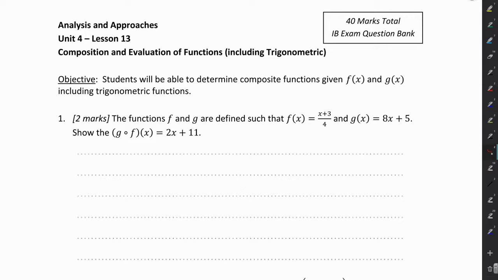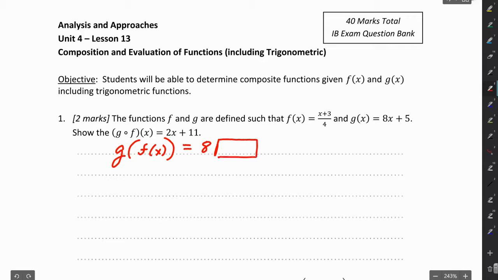All right, so I'm going to rewrite this. I'm going to write this as g of f of x. And that just tells me that f of x is going to be input into the g function. So the g function is the lead function. And I like to put a box wherever there's an x in the g function. And that just tells me now that the f of x function is the inside function. Wherever there was an x in the g function, we're going to replace it with the f function.